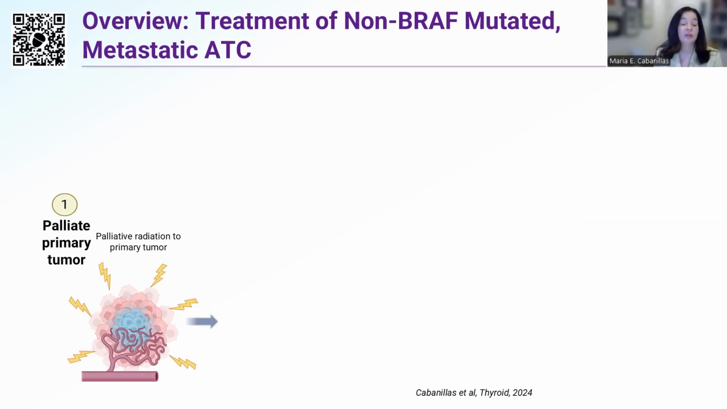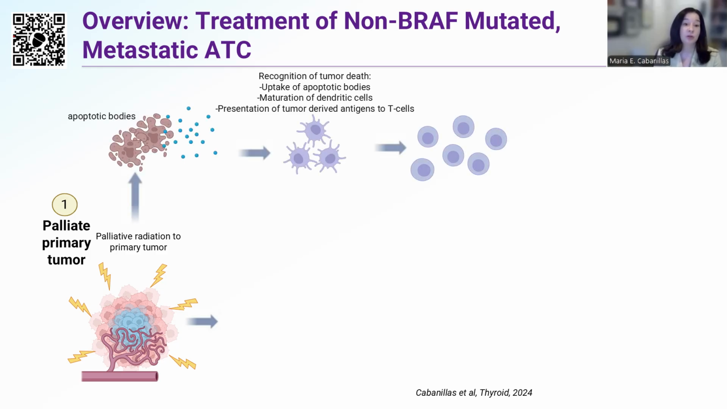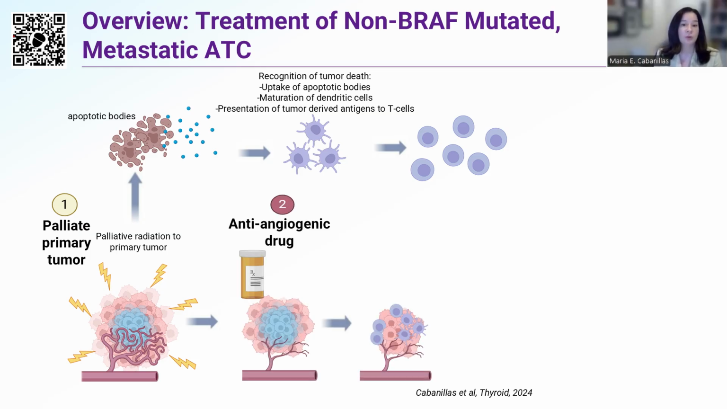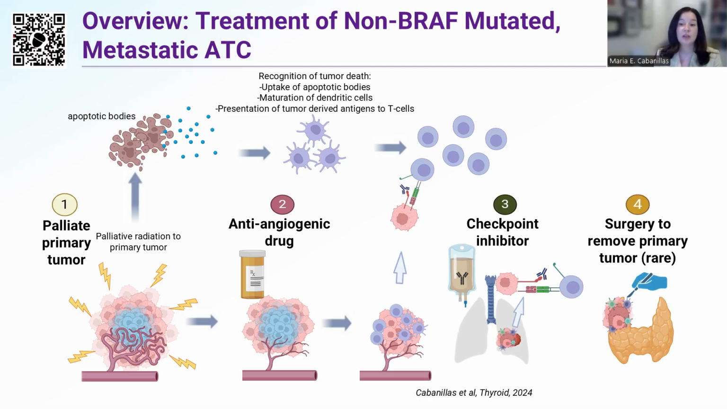The other reason why we like to give palliative radiation is because we believe that it will improve the ability of the immune system to recognize the tumor as needing to be eradicated. So we do start with palliative radiation at our institution, and we add in the other drugs. If we can take the patient to surgery, certainly do that.